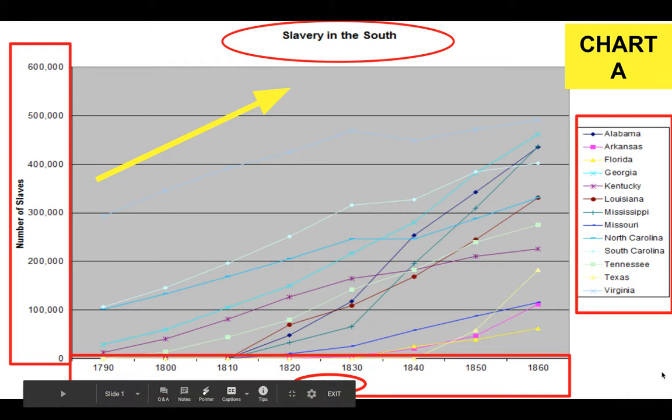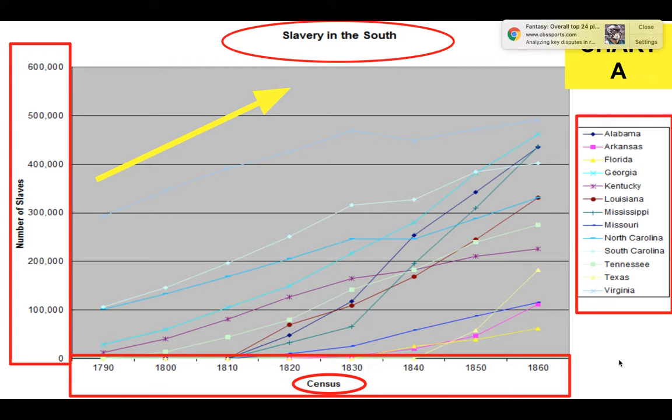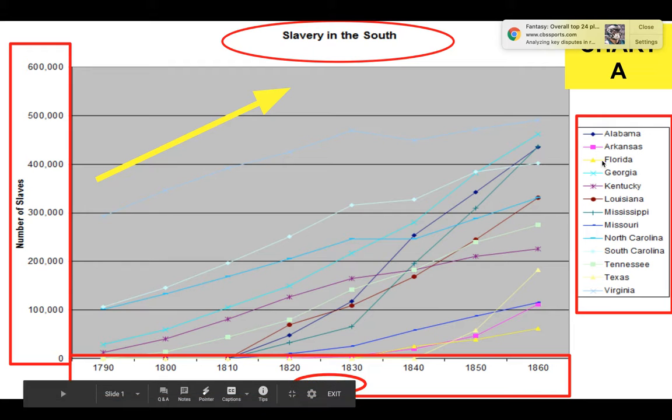The horizontal axis right here, the x-axis, is going to be the years. The data spans from 1790 through 1860, and it goes in basically 10-year periods. On the y-axis, we see the number of slaves, starting with 0, then 100,000, 200,000, 300,000, 400,000, 500,000, and 600,000. So I know that this is going to track the number of slaves in the South between the years 1790 and 1860. Along the right side is a key.